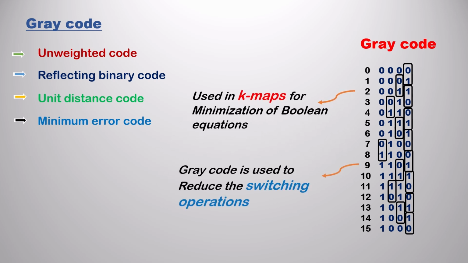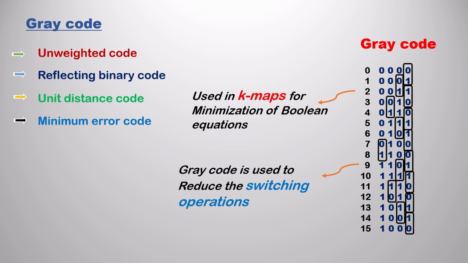Let's see the second usage: gray code is used to reduce the switching operations. As I said earlier, if we are going from 7 to 8, we have to switch 4 bits. 7 is 0111, and 8 is 1000. So we are going to switch 4 bits at a time. That is more switching.